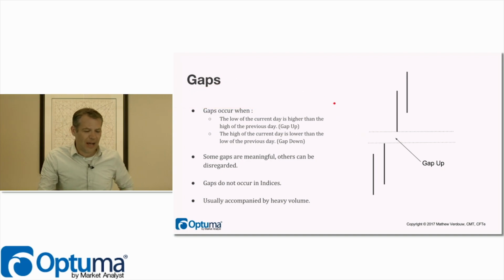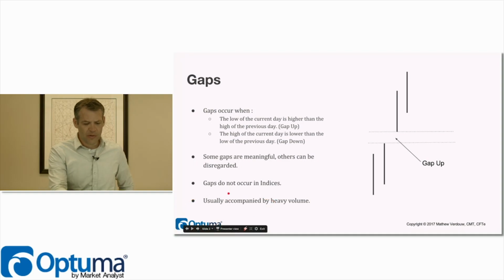Some gaps are meaningful, some aren't. Typically when you have an index that runs 24 hours a day, or indices are an average of a whole lot of individual equities, you don't normally see gaps. Occasionally around some really big events you can see them, but again, typically not usual, and partly because the calculation for the open doesn't usually change. It hasn't usually absorbed all the new opens of the individual equities at that point either. Usually we're expecting gaps to be accompanied with high volume.